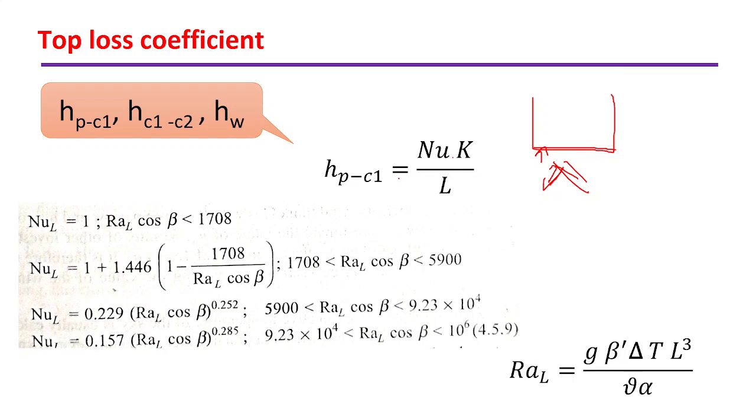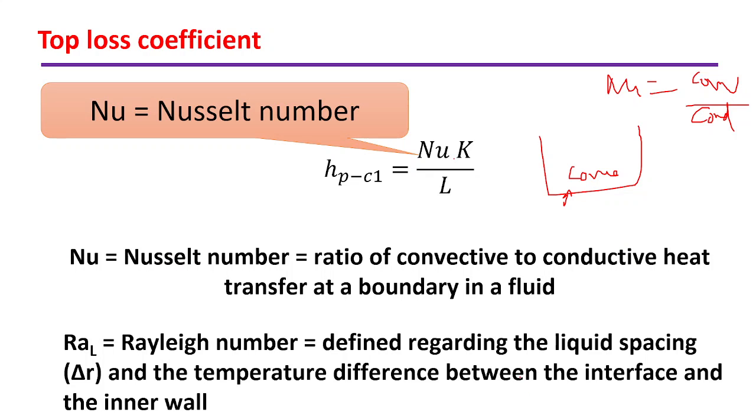So once we calculate the value of K and the value of L, which we will obviously have, we then have to calculate the Nusselt number. We will be able to calculate the Nusselt number based on the Rayleigh number, and the Rayleigh number is again based on the liquid spacing and the temperature difference between the interface and the inner wall of the system.